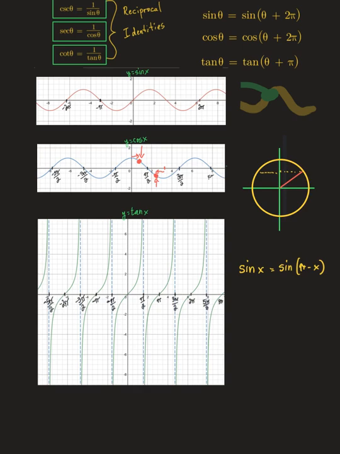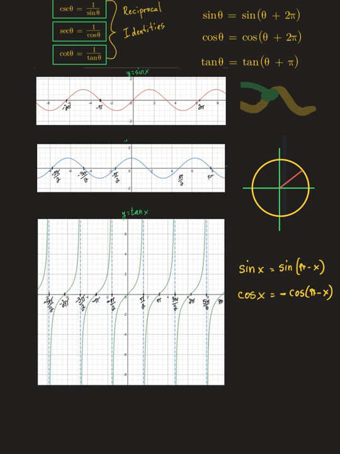If you have this angle x right here, and you have the reflected angle, one which is pi minus x, the cosine will be the negative of it. So cos of x is just going to equal the negative of cos of pi minus x. And the same sort of thing works for tan as well.